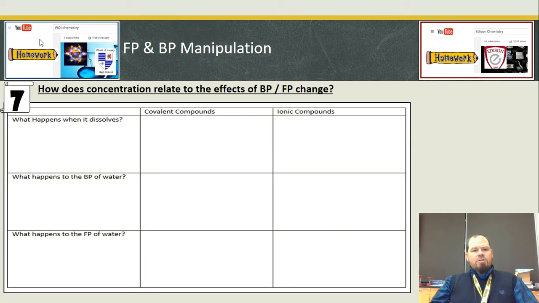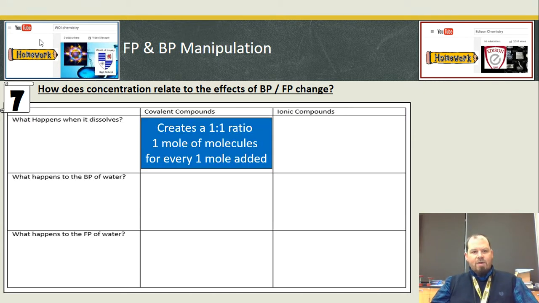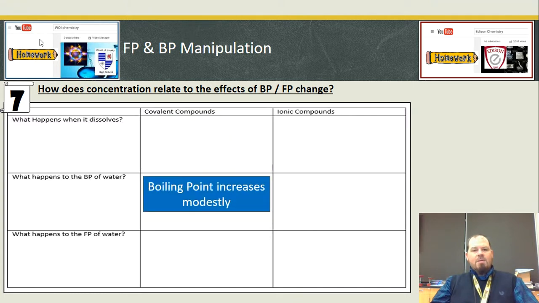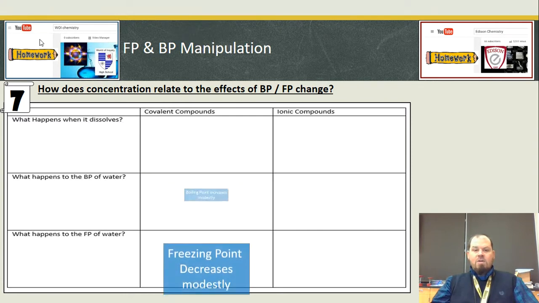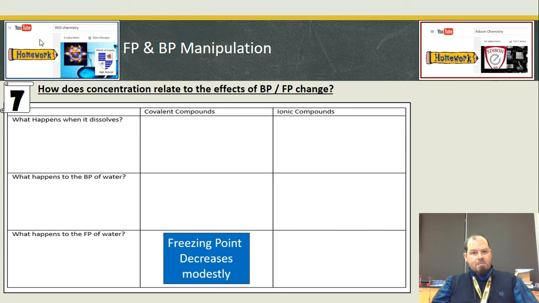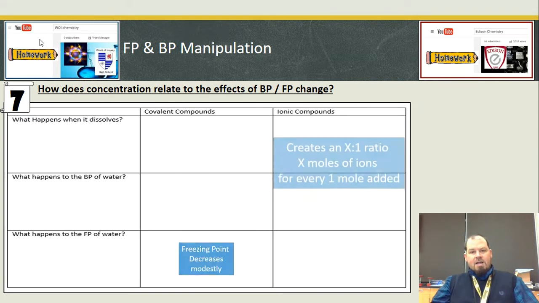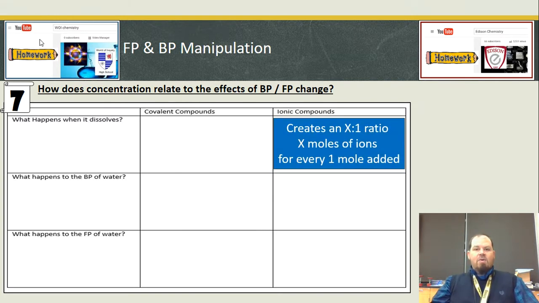Okay. A little chart to fill out about covalents and ionics and what happens. So what happens when it dissolves? It creates a 1-to-1 ratio, 1 mole of molecules for every 1 mole added. What happens to the boiling point of water? It goes up, but I'm going to say it goes up a little, or modestly. And what happens to the freezing point of water? Well, it's going to decrease, and it's only going to decrease modestly. The opposite is true with ionics as far as the amount. I'm going to create an X-to-1 ratio now. I'm going to have X moles of ions for every mole added, and that has to do with the number of ions within the molecule. So I just put X in because it could change.